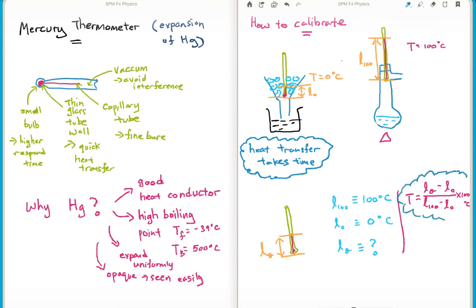Normally students would make mistakes here. They've forgotten how to use it. The known length, the measured length, subtract L0. Always subtract L0 over L100 subtract L0, the one with 0, times 100, then you get the answer. Easily done. Bonus question.